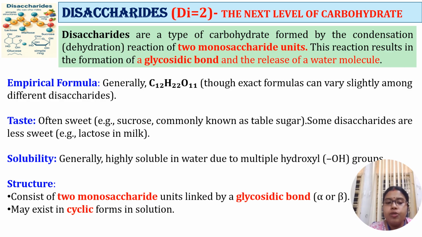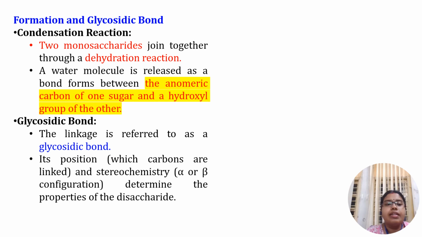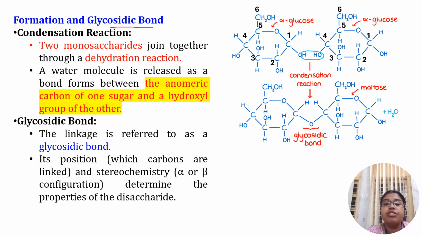A disaccharide means two monosaccharides linked by a glycosidic linkage, and may exist in cyclic form in solution. Then, the formation of the glycosidic bond. How is this glycosidic bond actually formed? Two monosaccharides are joined together by a dehydration reaction. A water molecule is released as a bond forms between the anomeric carbon of one sugar and the hydroxyl group of another carbon. The linkage is referred to as the glycosidic bond. Its position and stereochemistry determine the properties of the disaccharide.